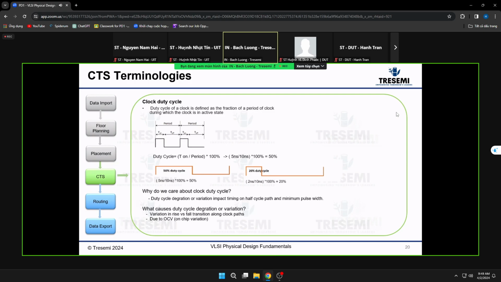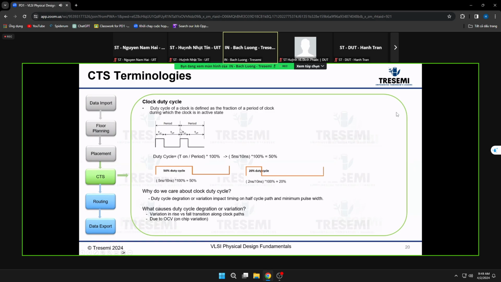Okay, the next terminology you will hear is clock duty cycle. So what is clock duty cycle? The duty cycle of a clock is defined as the fraction of the clock period in which the clock is active. To put it into an equation, duty cycle is equal to the fraction of the period in which the clock is active, which is here in the waveform. This is the clock, and active is during high, so T on over the period times 100%.